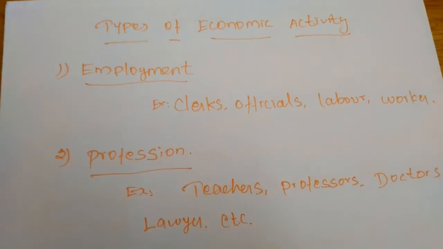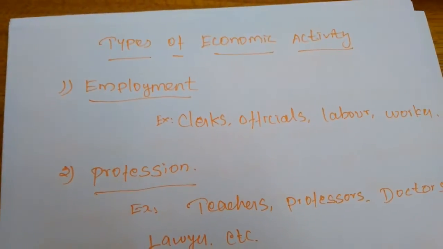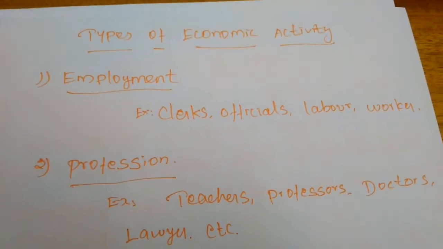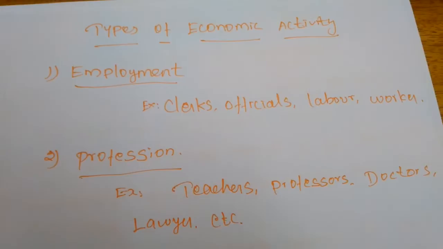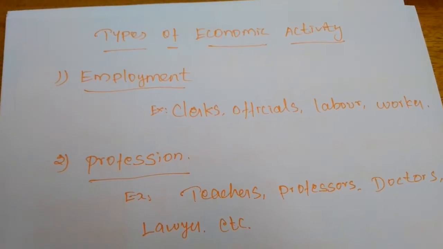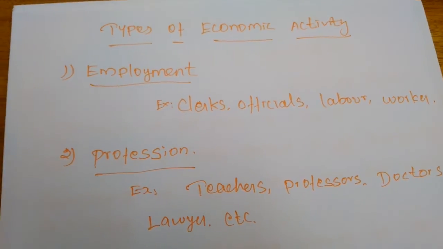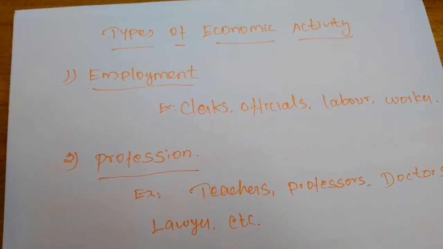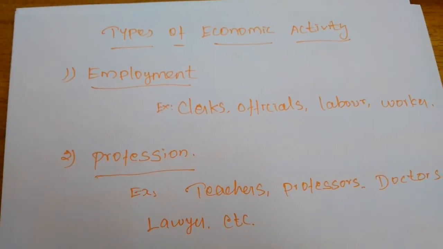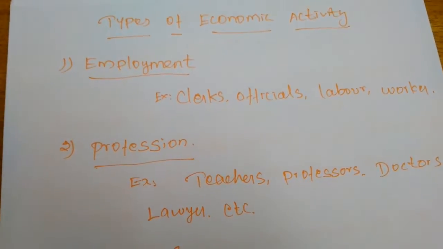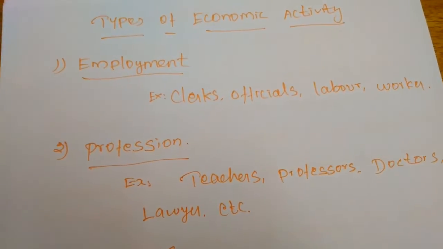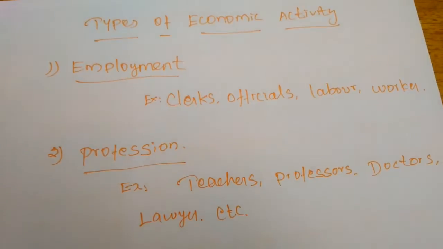Okay, next we will study the types of economic activity. We have studied what economic activity is: the activity by a human being with the object of earning money is called economic activity. Okay, but even economic activity is undertaken by human beings in different forms.